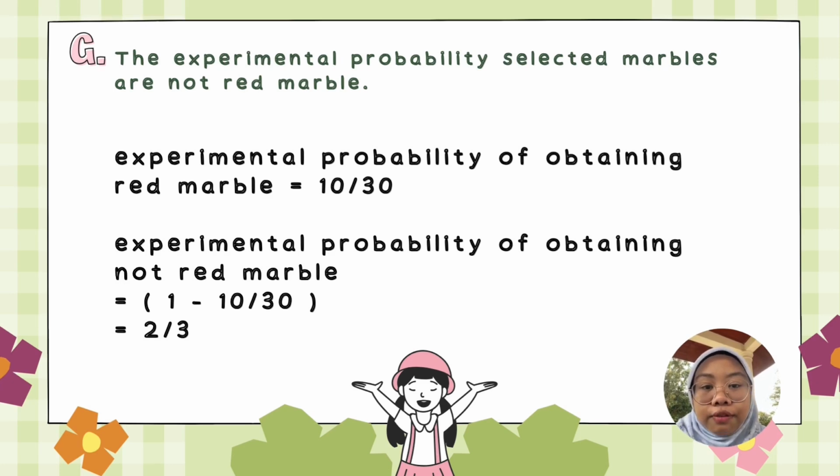For question G, to find the experimental probability selected marbles are not red marbles, we have 10 over 30 for experimental probability of obtaining red marble. So to find experimental probability of obtaining not red marble, we have to do 1 minus 10 over 30 and the final answer is 2 over 3.